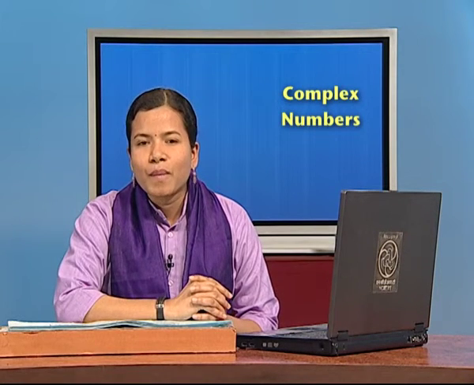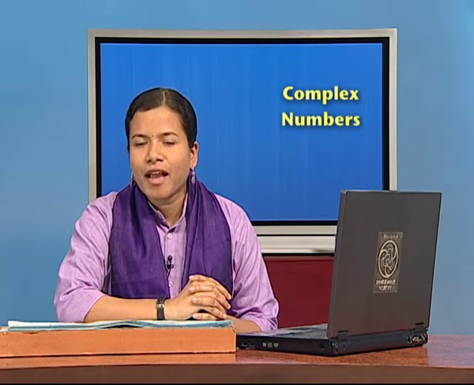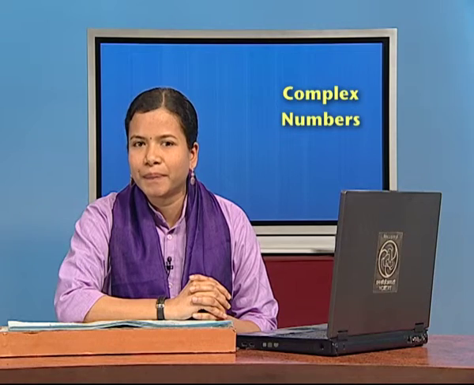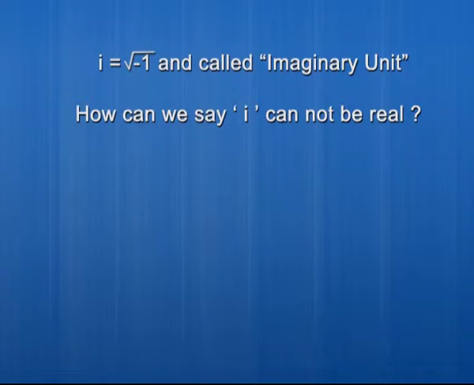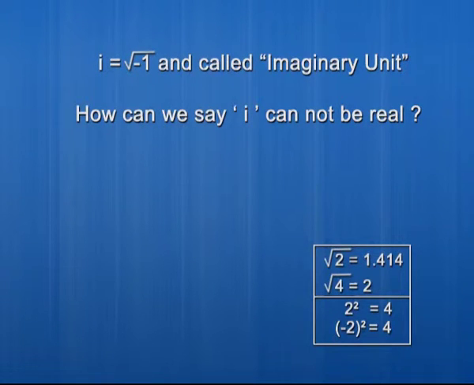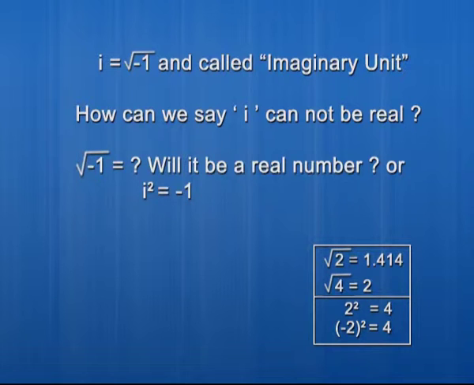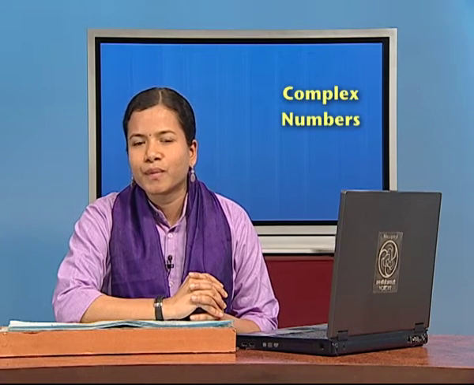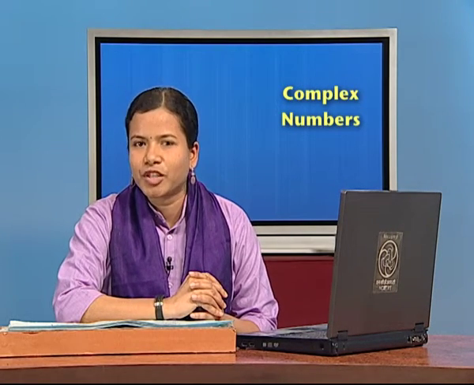Up till now you must have noticed that we have always found square roots of positive numbers only. For example, we have found square root of 2, which is 1.414, which is a real number, and square root of 4 is 2, which is an integer. But can you find a real number which will be the value of square root of -1? This question might be confusing for you. So let me transform this question.